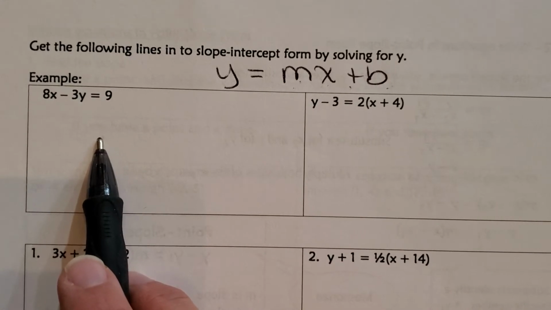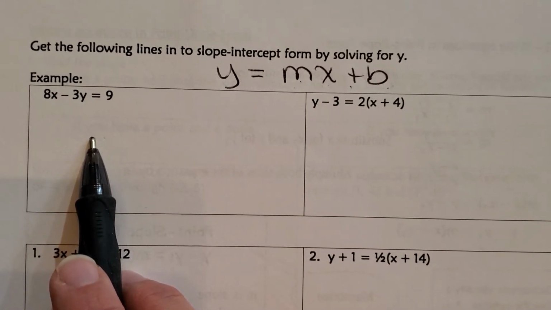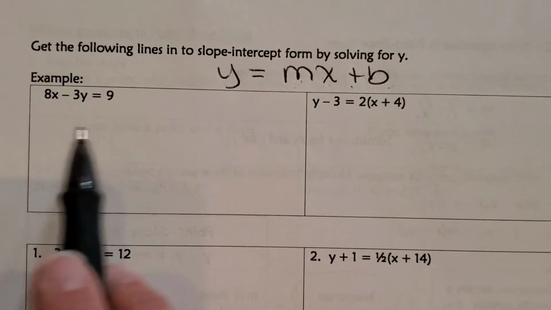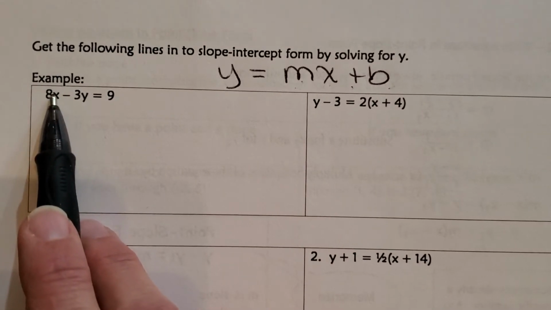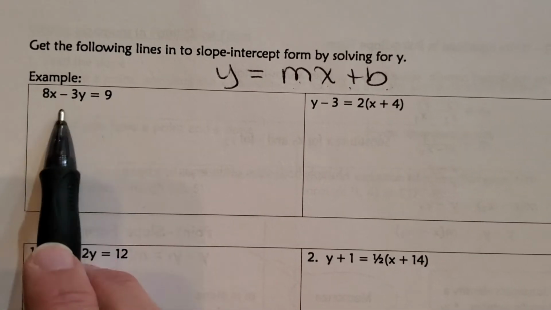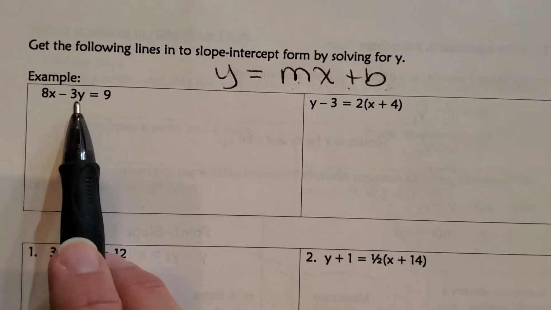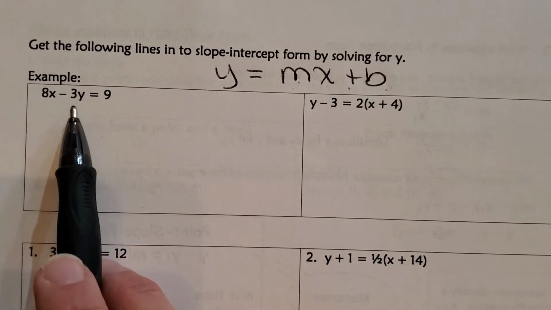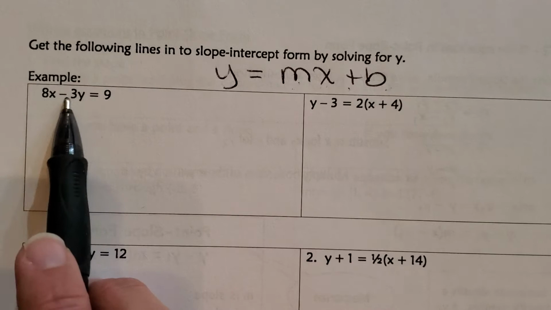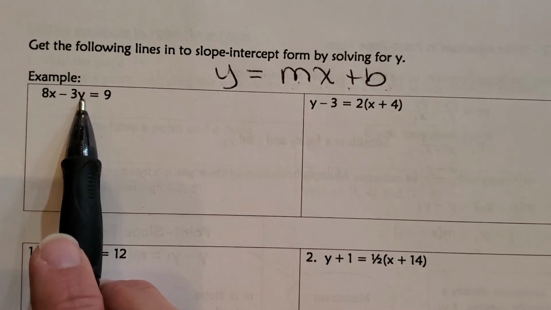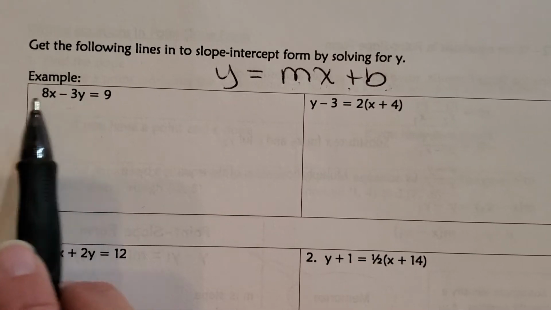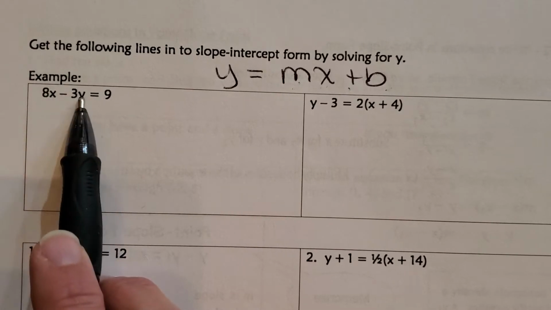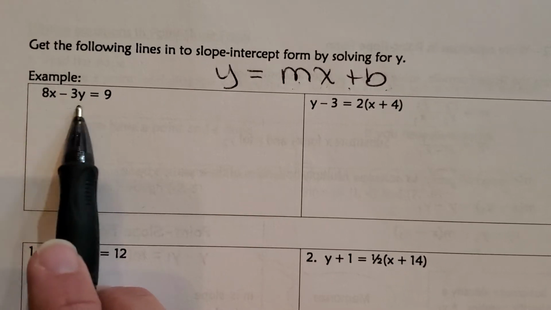Okay, so first we just look at it. Is y alone? No, that's what our goal is, to get y alone. So if you want to get y alone, we've got to remove this 8x from the left side, take it to the right side, and then we've got to take care of that -3 so that y is alone. It's important that you understand what's happening. That -3 is being multiplied by y. This 8x is being added to that. So we have to take care of them differently.